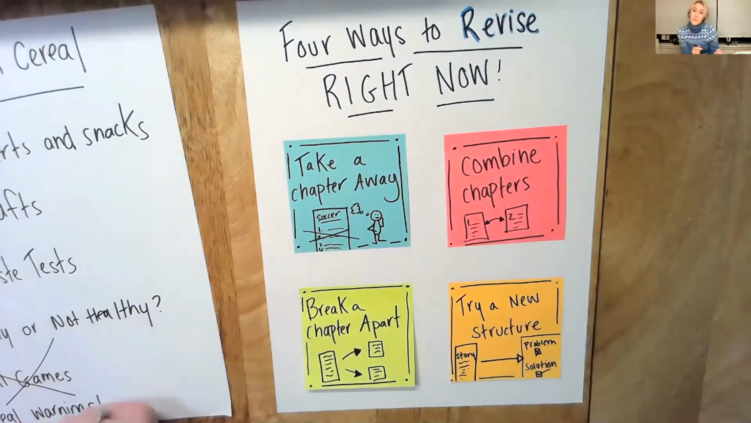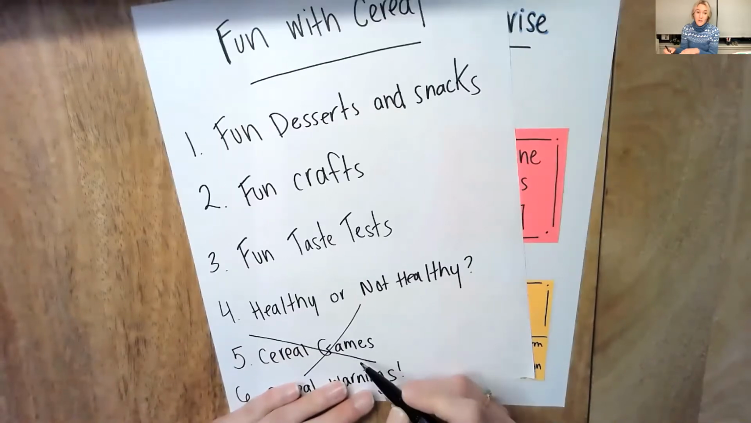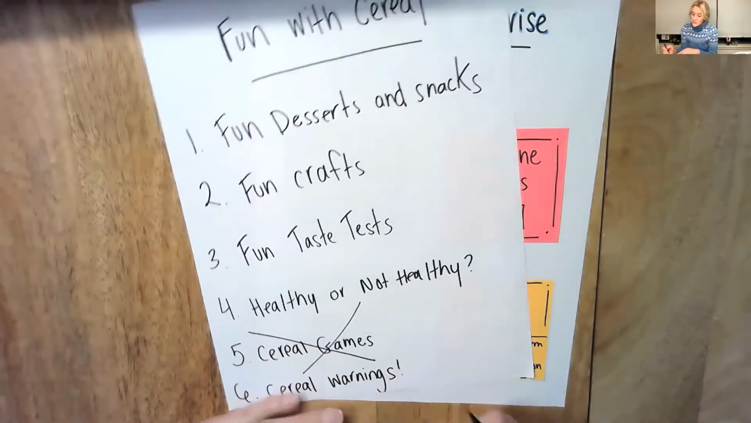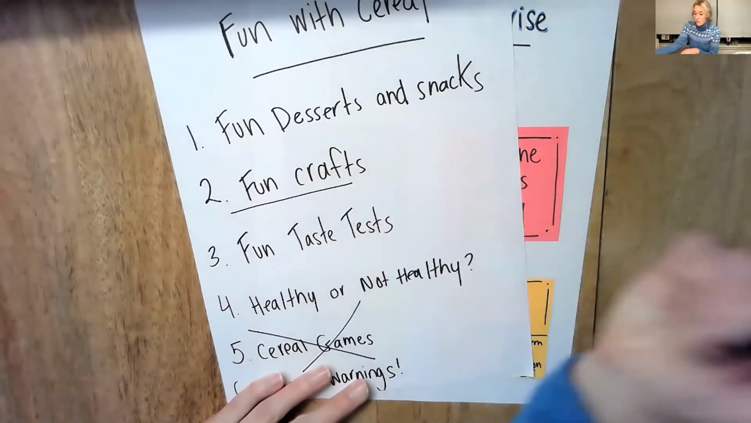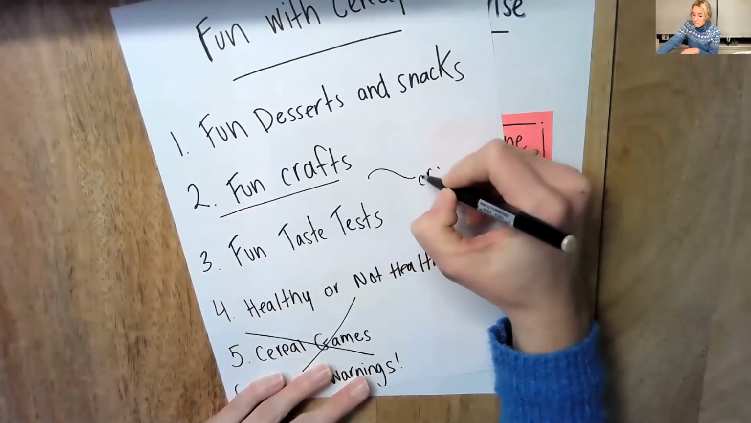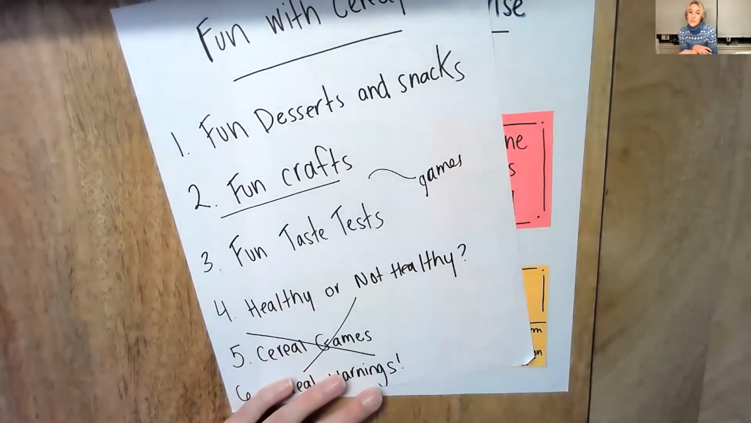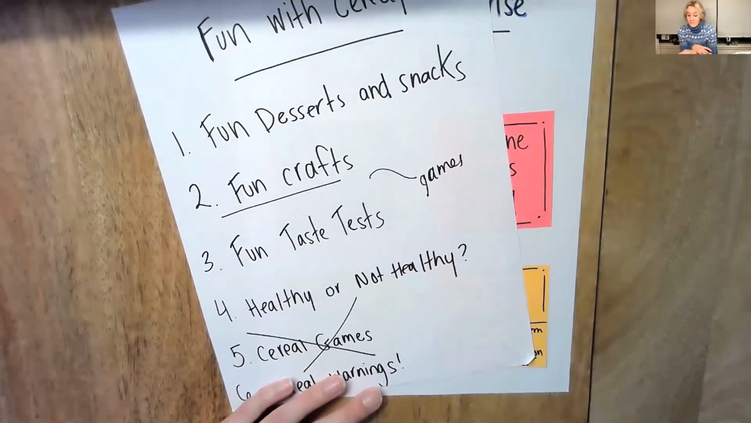Another thing you might do is you might try to combine chapters. Maybe I really don't want to part with that example. So maybe it's not that I cut it forever. I just maybe find another place for games. For instance, maybe in my chapter about fun crafts you can make with cereal, I add on just a little thing about games and how you can use cereal to play games.